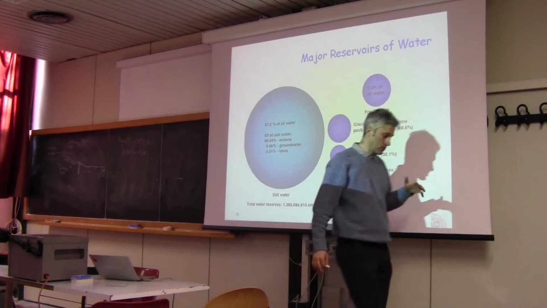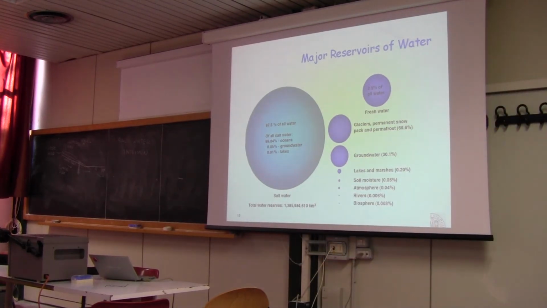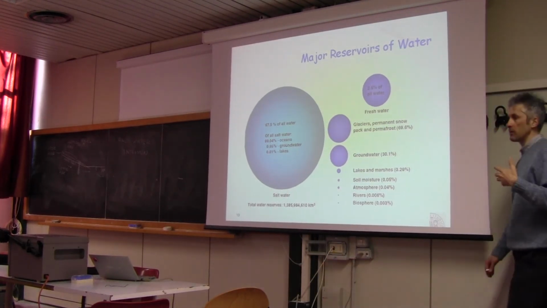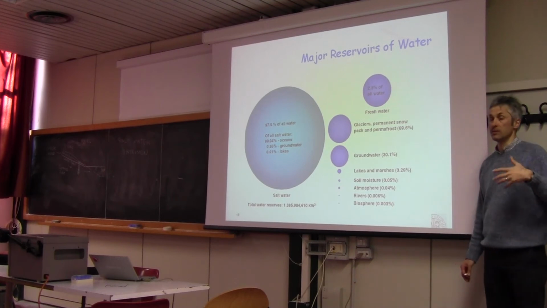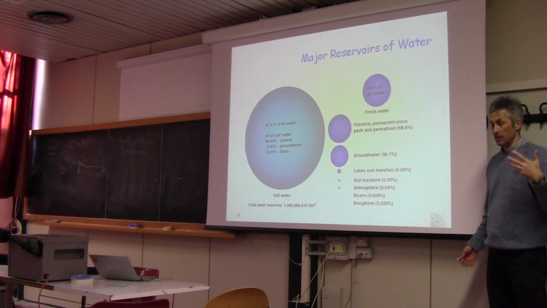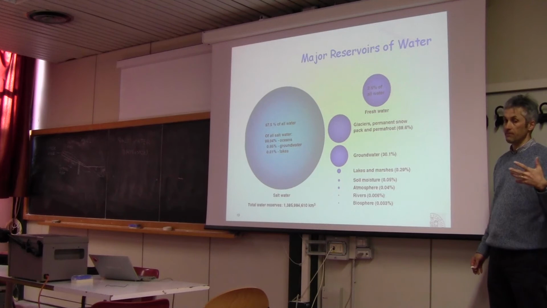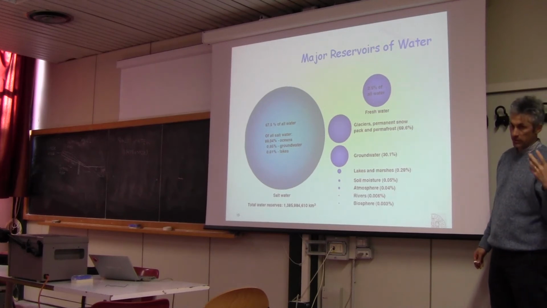Okay, and let's keep in mind that when you talk about agriculture and irrigation, then you are talking about the unsaturated zone, the Vadose zone.